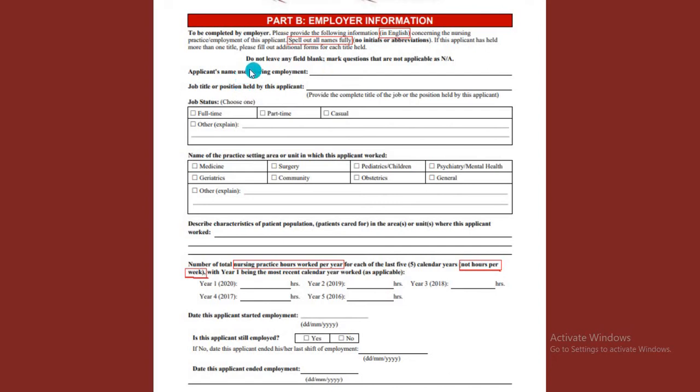Another thing you have to take care of, or tell your employer, is do not leave any field blank. Mark questions that are not applicable as NA. So you have to request your employer that if any of the information is not applicable to you, they should not leave it blank. Alright, they have to put it as N/A.